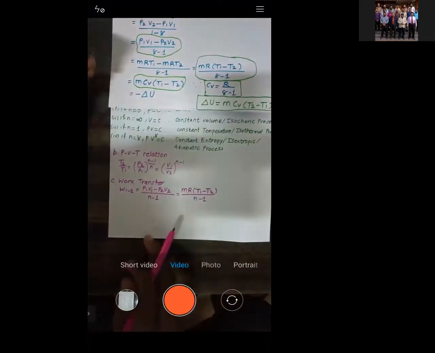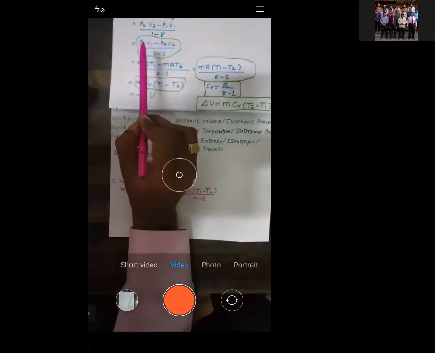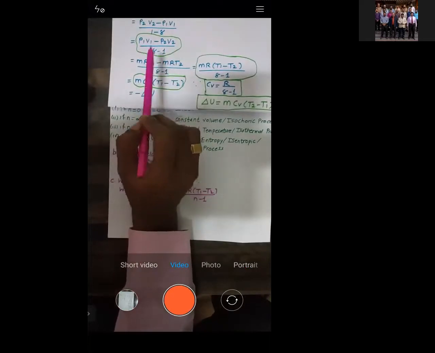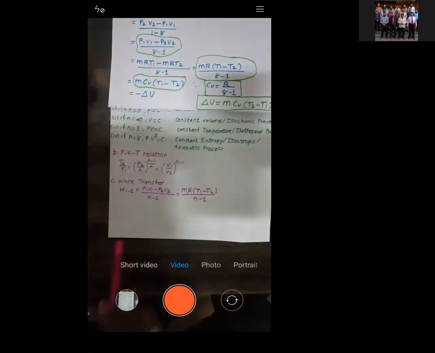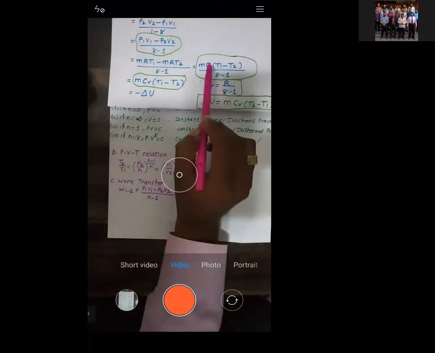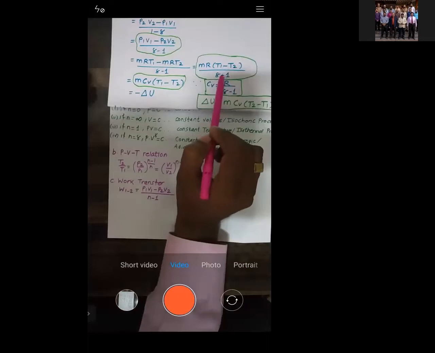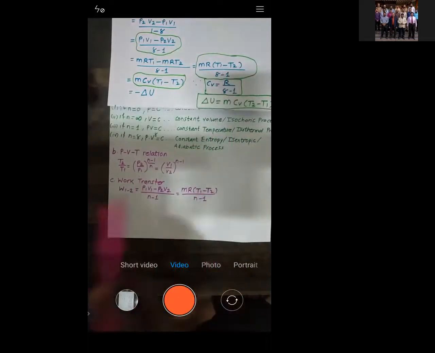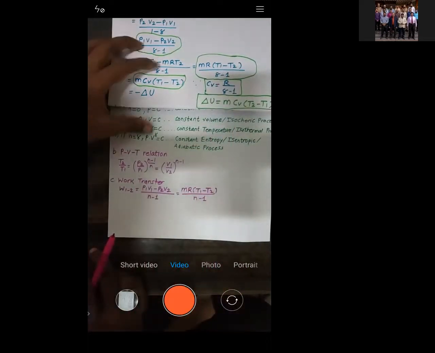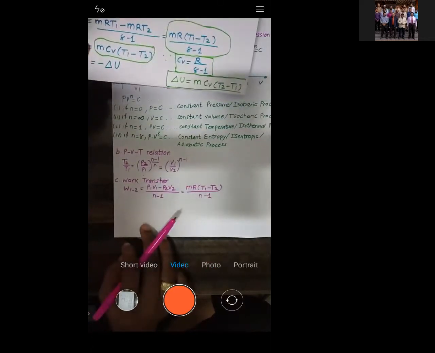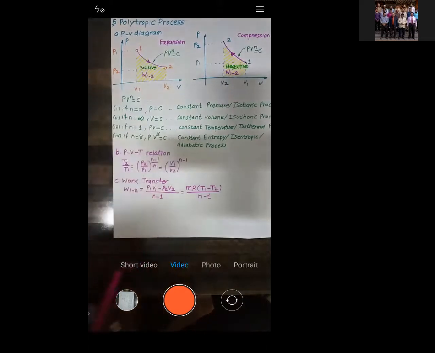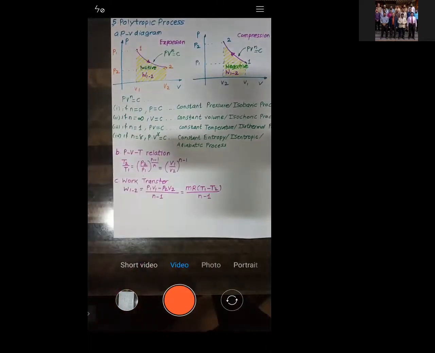So how will we calculate work transfer during a polytropic process? You can see (P1 V1 minus P2 V2) upon n minus 1. There is no point in repeating the same thing again. So W is equal to m R (T1 minus T2) upon n minus 1 again. So these two formulas, is it okay? Let me know. Yes or no?